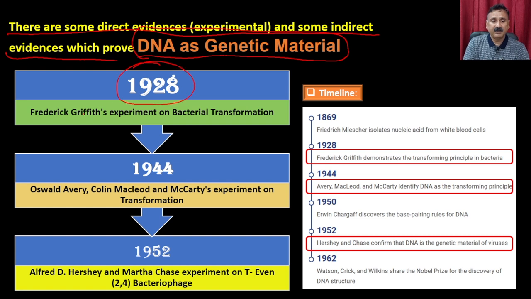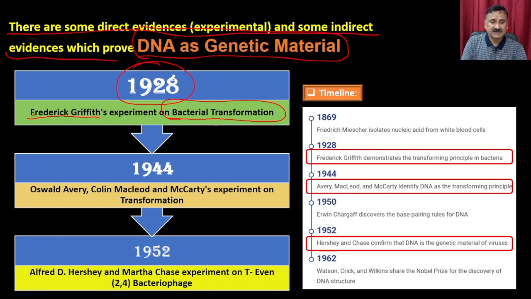So in 1928, Frederick Griffith performed an experiment on bacterial transformation, and by doing this experiment he proved that the information present in the DNA is carried from one bacterium to another, and that's how it changes its phenotype, and that's how it is responsible for the death of the mice. Then in 1944, Oswald Avery, McLeod and McCarty did the experiment on transformation, and that also proved that DNA is the responsible factor. And then we have the Alfred Hershey and Chase experiment on the T-even bacteriophage, which also proved that DNA is the genetic material.